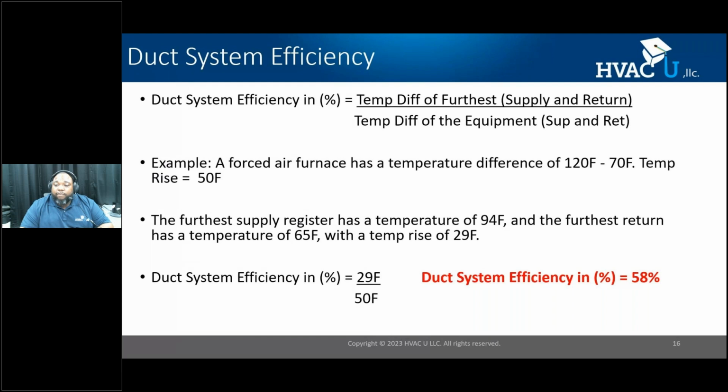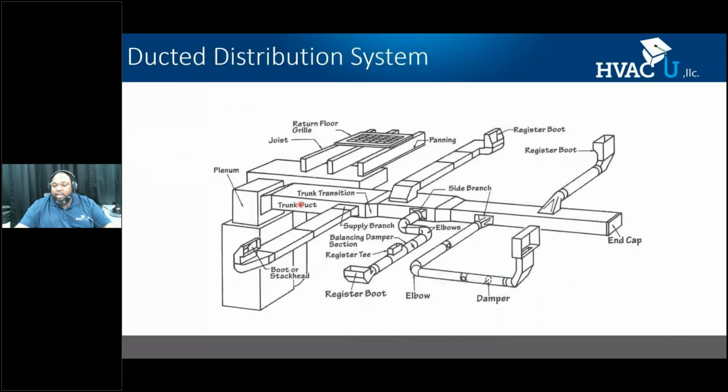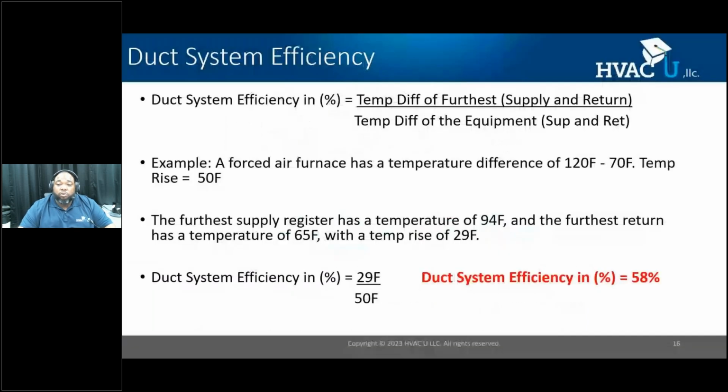So for example, I've got a forced air furnace that has a temperature of 120 in a supply duct, excuse me, and I have 70 degrees in a return duct. That temperature difference is 50 degrees Fahrenheit, right? So in my supply duct, I got 120, and then my return duct coming down here, I got 70 degrees. You subtract those two, I got 50 degrees Fahrenheit.